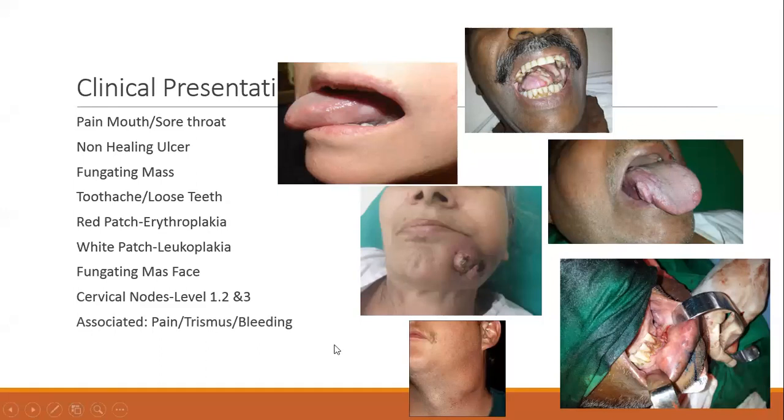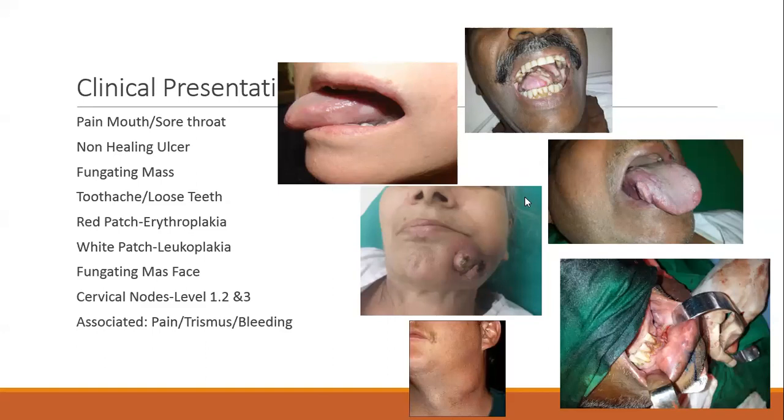Okay, so sometimes they present with trismus, that is locked jaw. They are unable to open the mouth, like in this case, this is my patient. He could not open the mouth because of the trismus. The reason for trismus is that the tumor is so extensive that it has involved the muscles of the jaws, pterygoid muscles, masseter muscles, and so they are unable to open the mouth.